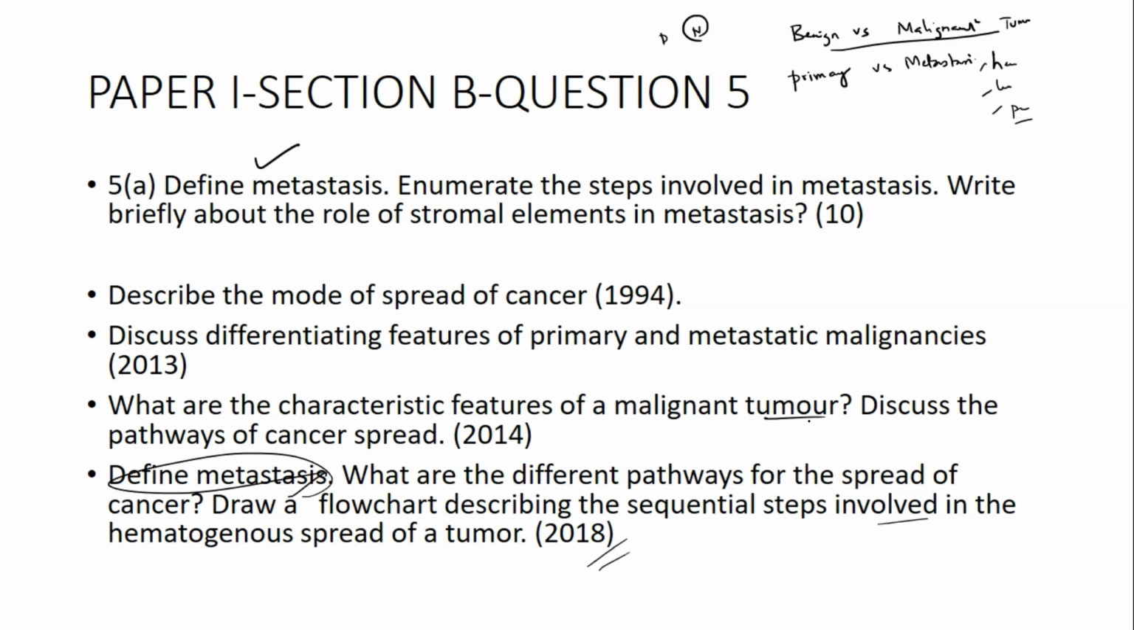And what are the features of malignant tumor? Discuss pathways of cancer spread. What is the mode of cancer spread? How do you differentiate a primary from metastatic malignancy? So all these are included in this question from the recent one. That is, define metastasis. What are the steps involved in metastasis? Role of stromal elements in the metastasis. So a little depth into the topic of metastasis.